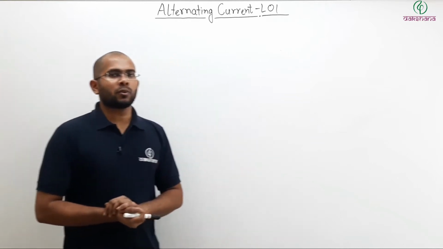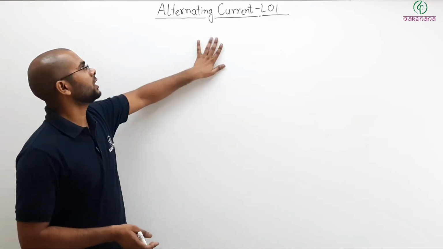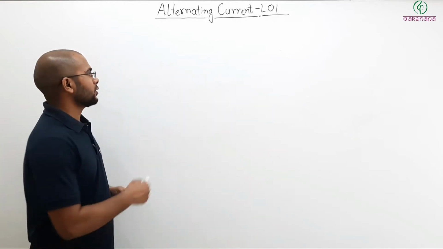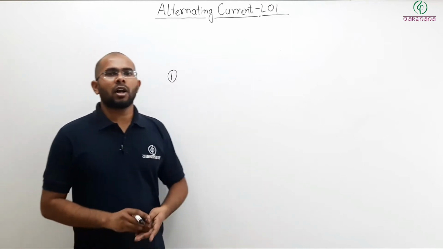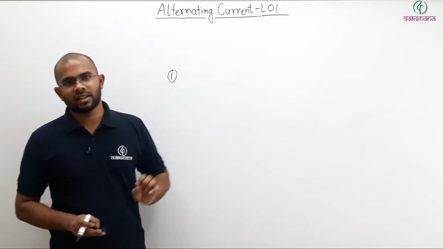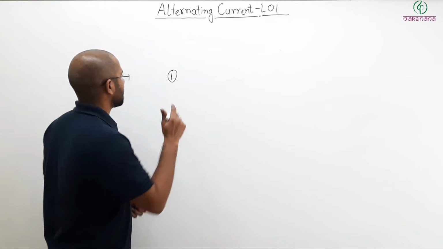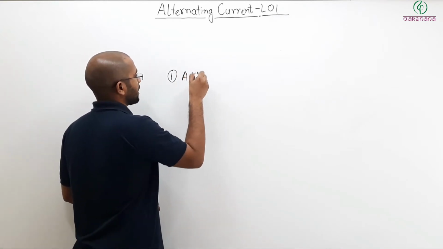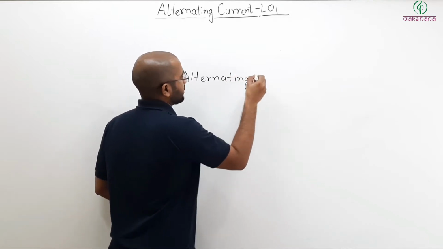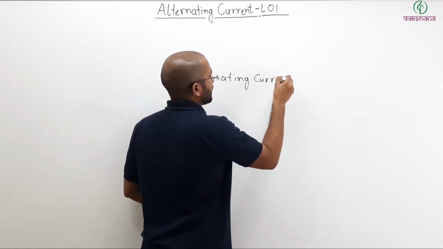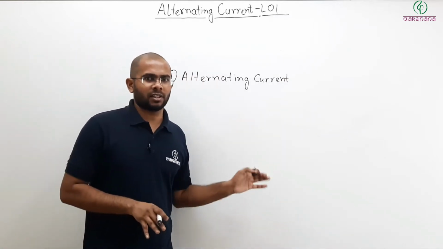So let us talk about the topics we are going to cover in today's lecture, the first lecture of alternating current. The first thing we will talk about, even if we have already talked about what is AC and what is DC, since we are starting a new chapter, is a little bit more about what is alternating current, even though we talked about this in the last lecture of the last chapter.